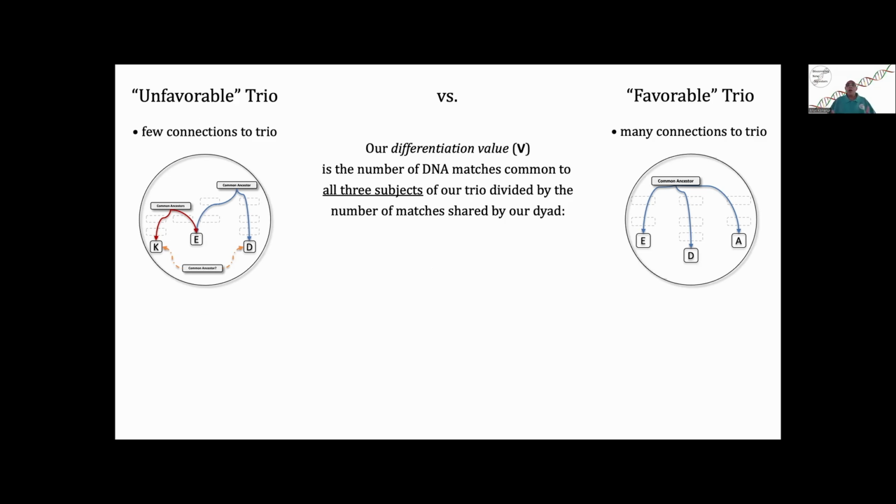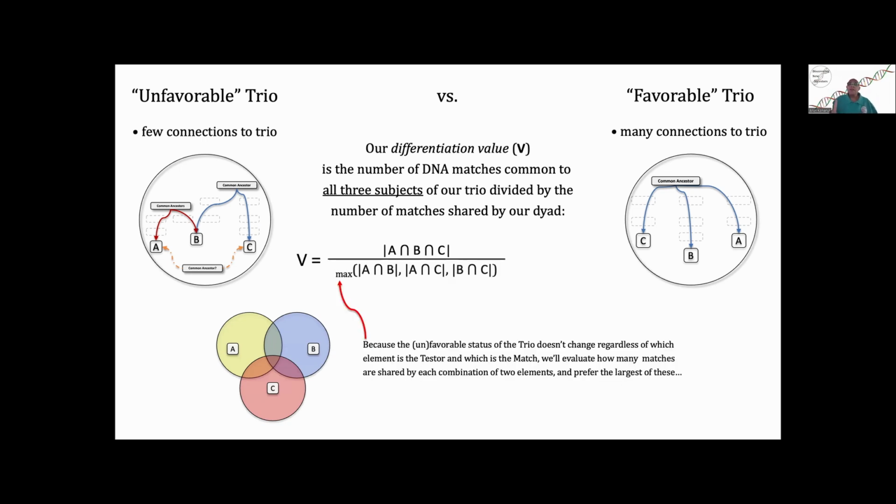And so our differentiation value is the number of DNA matches common to all three subjects of our trio divided by the number of matches shared by our dyad. And if we replace our trio-specific letters with generic A, B, and C, we can write a formula for our differentiation value like this.